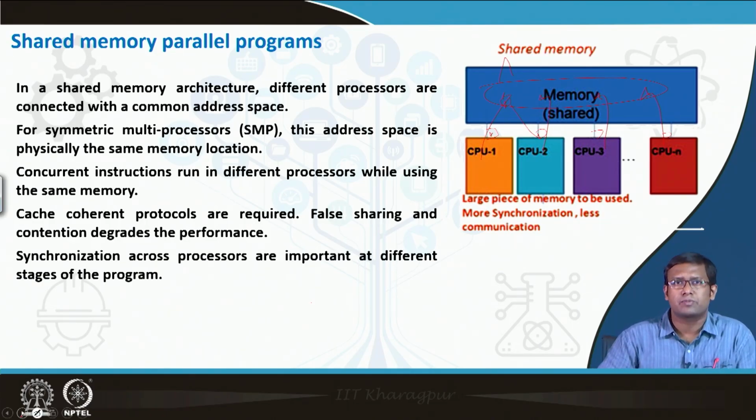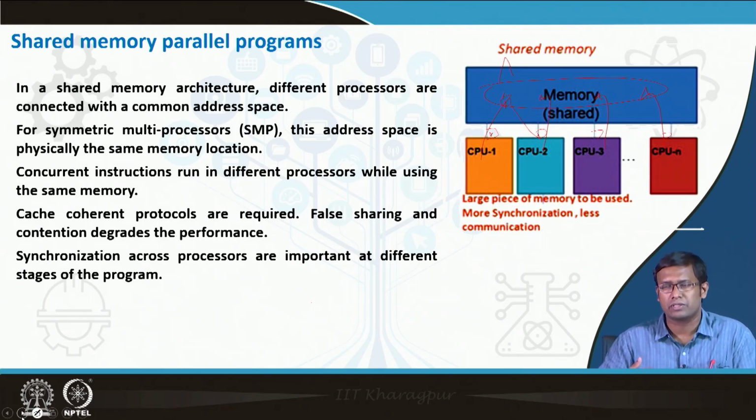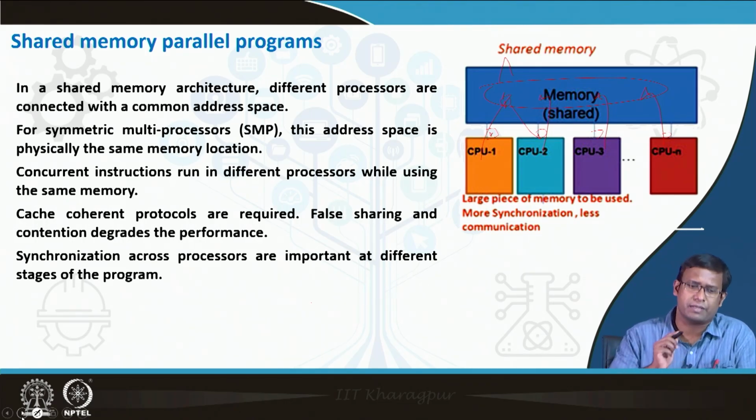Synchronization across processors is important at different stages of the program, because it is the same memory which all the processors are trying to update, and it must be synchronized. Otherwise, some part of the memory may not be updated, and a processor starts working on something else, and there can be errors because the array is not completely updated.